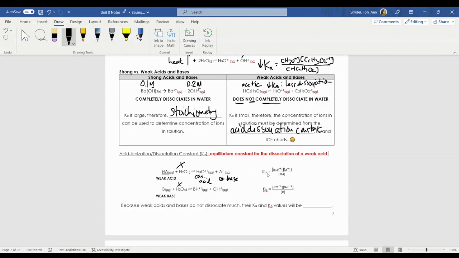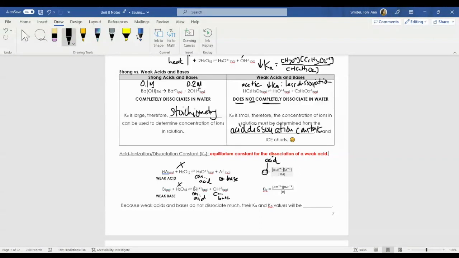However, I only use Ka when it's an acid, right? So let's say I have a weak base that is dissociating in water. This water is acting as an acid, which means it is donating a proton to the base. That base is accepting it. So this is our conjugate acid, and this is our conjugate base.